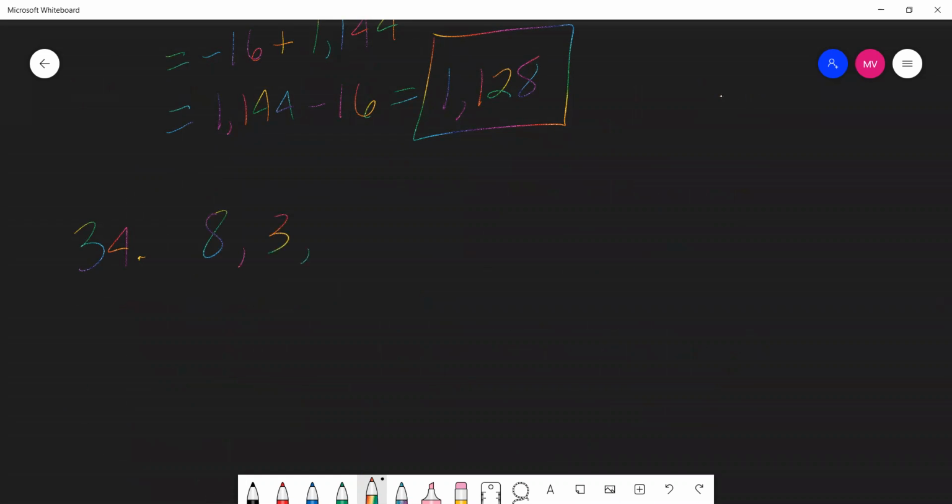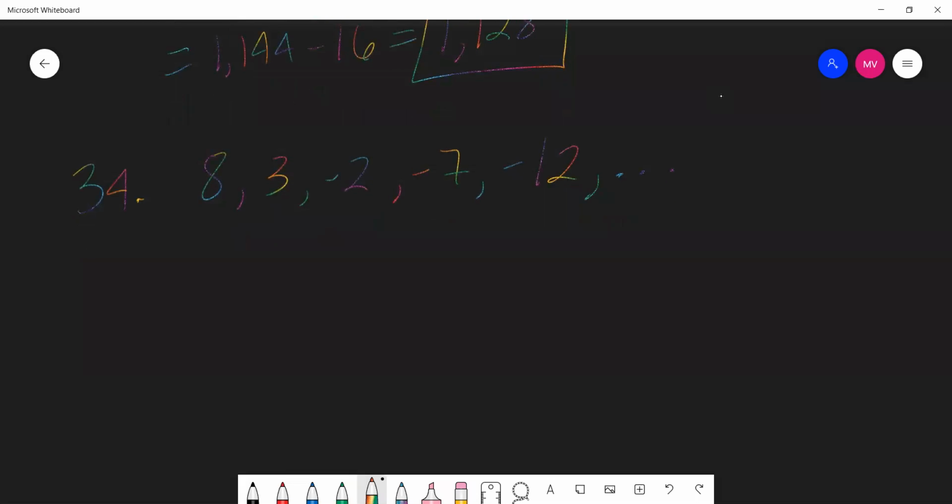All right, so number 34: 8, 3, negative 2, negative 7, negative 12. Are these numbers getting larger or smaller? So our difference must be what? Well, if the numbers are getting smaller, then your difference must be what? Negative. It has to be negative.